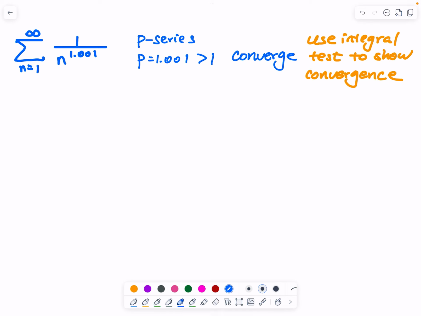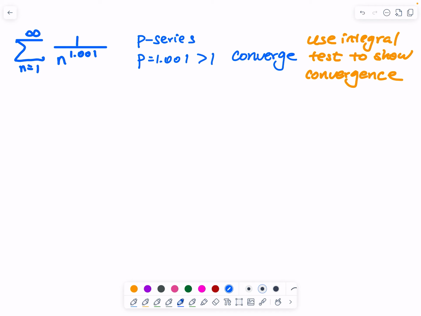Here is a p-series. The p is 1.001, that is slightly greater than 1. So since p is greater than 1, we say that this p-series converges. What I want you to do is use the integral test to show the same conclusion.